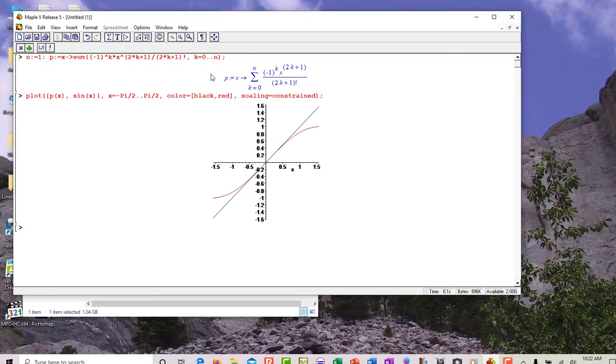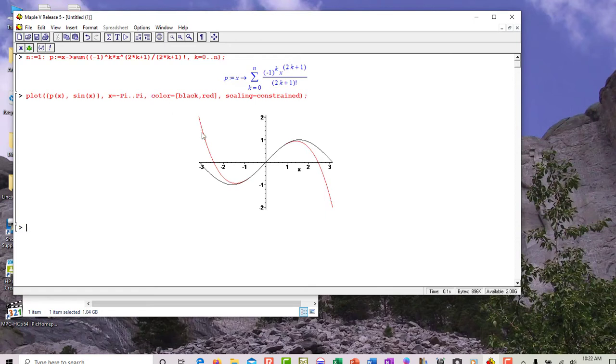If I make n equals 1, 2 times 1 plus 1 is 3. That'll be the polynomial of degree 3, and you can see that the cubic now matches a little bit better. Let's have this go all the way out to minus pi to pi, so it's a little bit farther out. You can see that the red now is the cubic, and the black is the sine function, which oscillates back down to the axis here. This is how well the cubic polynomial matches.